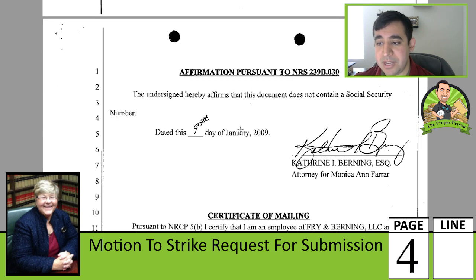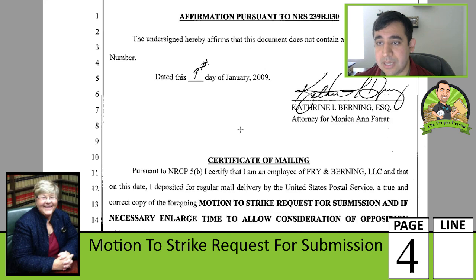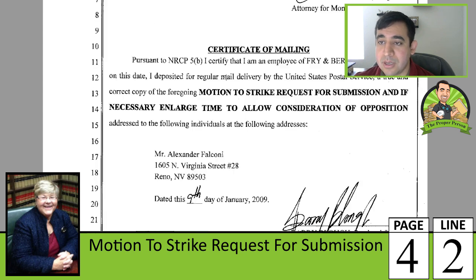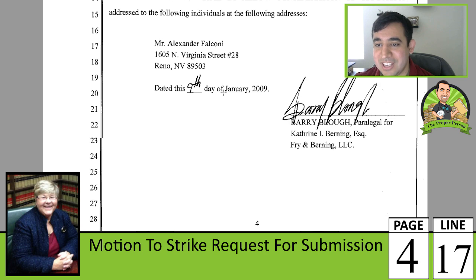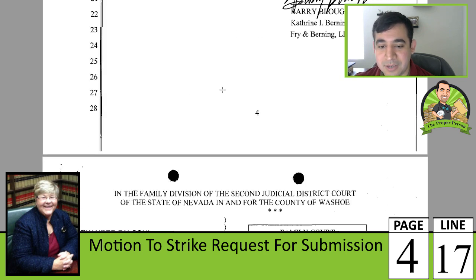Down here, we see the affirmation. And look here, she's using a custom affirmation. She's not using that self-help page, which is good. That's less paper. Certificate of mailing, she's indicating that she mailed this to me, which is allowed under Rule 5, which is good. That's my address right there. Well, at the time, it's not anymore. That's my really, really old address from 2009.